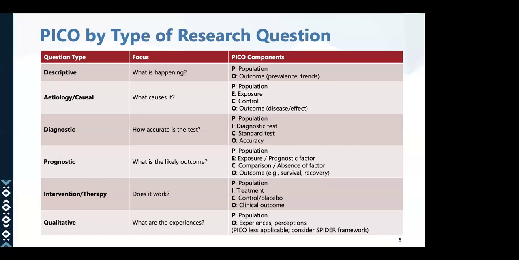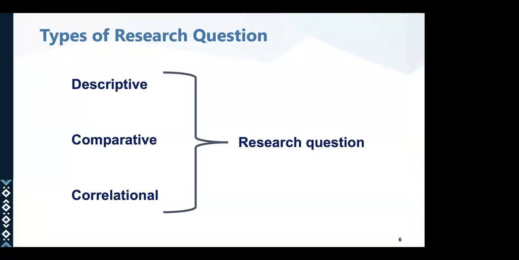But we can organize all these types of research questions in three main groups. Those that are descriptive, those that are comparative, that means we are comparing, and those that are correlational, where we are trying to find a relationship between two or more variables.